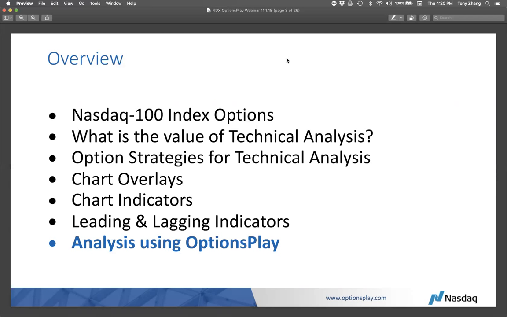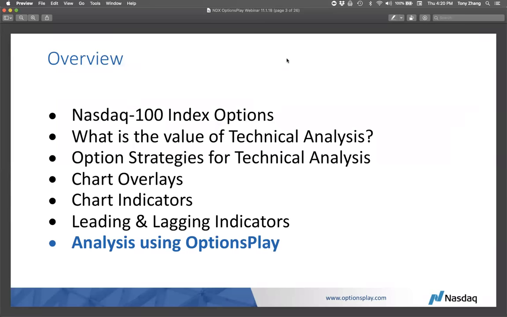But what I will cover is chart overlays. For those of you that are looking for chart patterns and chart overlays, chart indicators, a lot of you use indicators like RSI, MACD, stochastics, a very, very popular form of technical analysis. However, I do see a lot of people using them incorrectly with respect to options trading. So I want to address that.